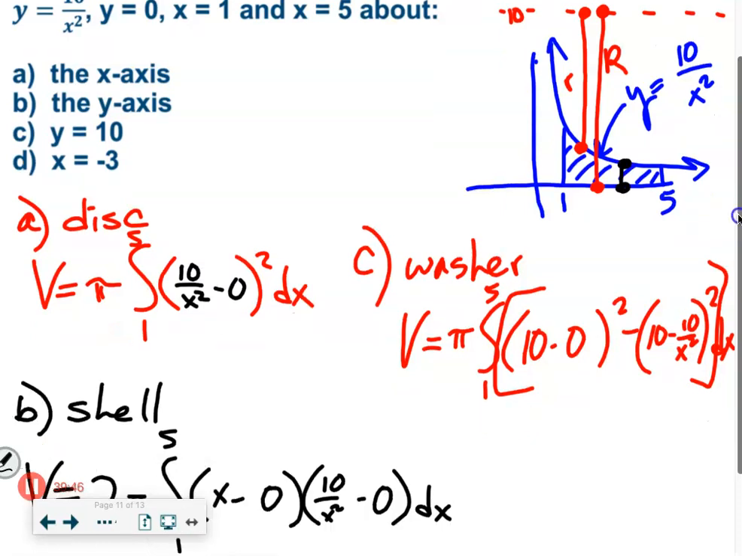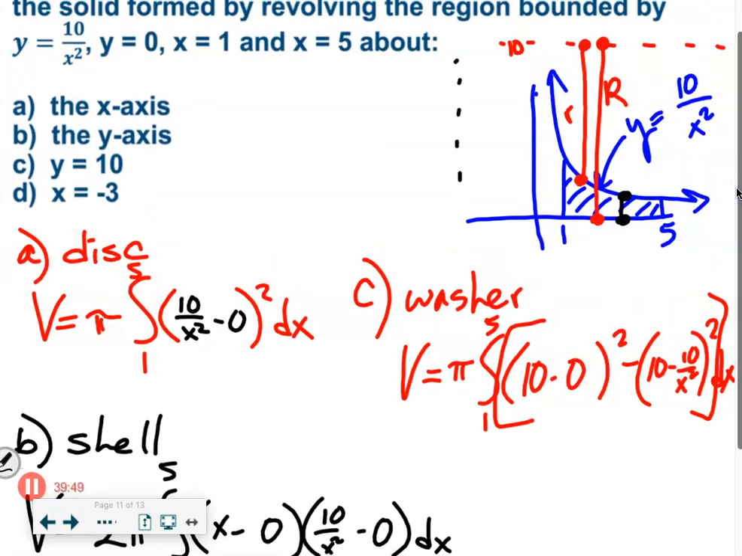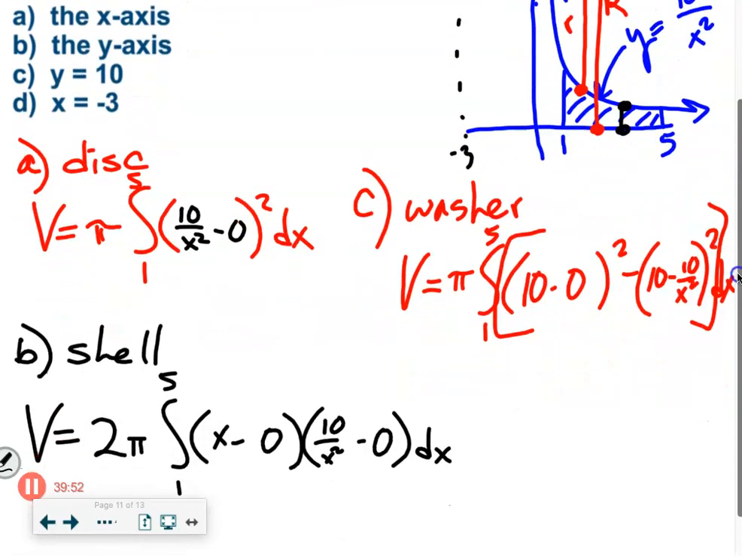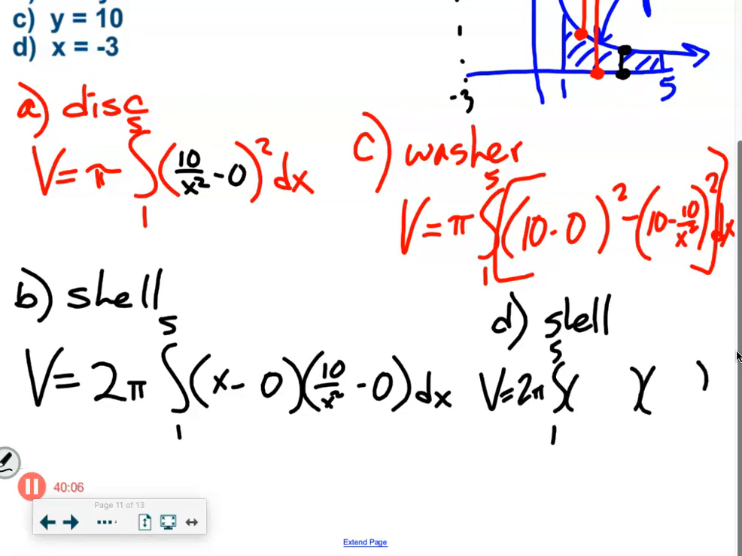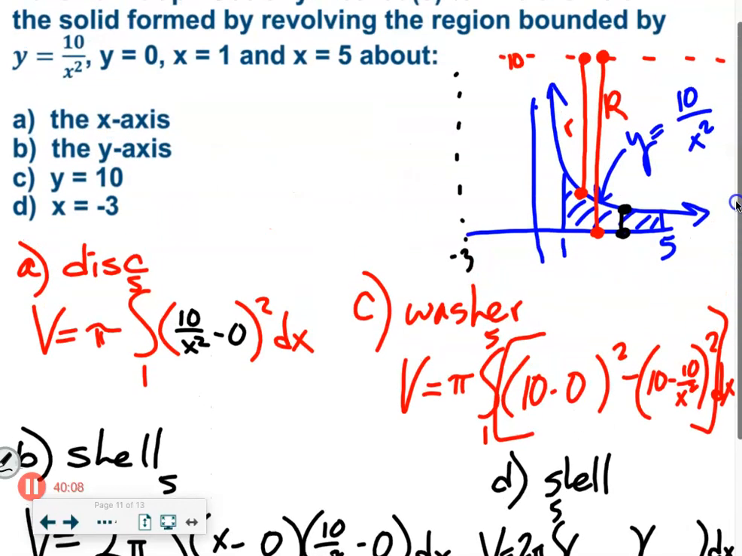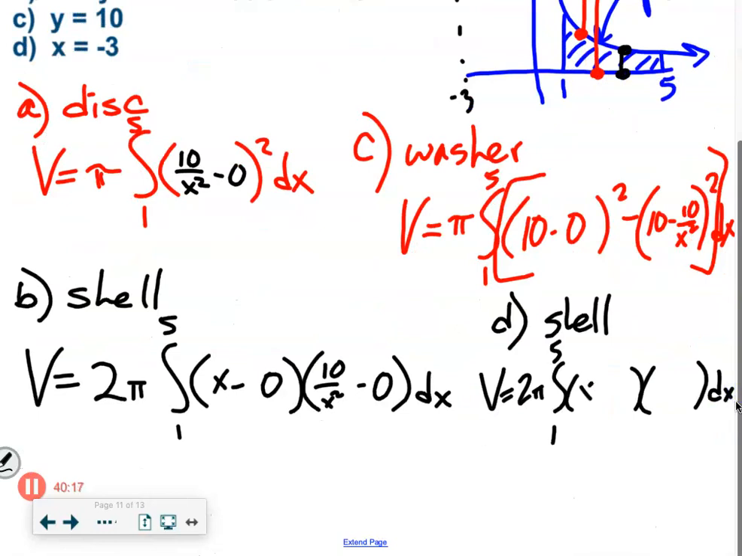Part D, x equals -3. That's over here. So part D is what method? Shell. All right, quiet down. 2 pi integral 1 to 5. Okay, we're revolving this region about x equals -3. What's the radius? X plus 3. X minus, I'm going to put minus -3, but you can write x plus 3. And then height is still top minus bottom, 10 over x squared minus 0.